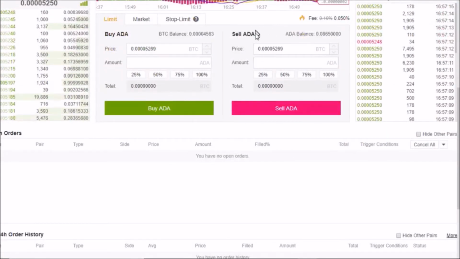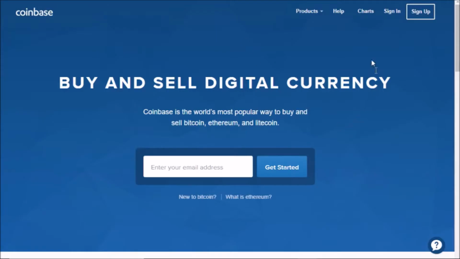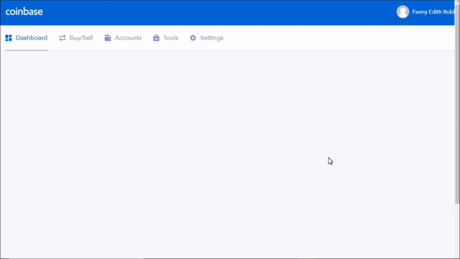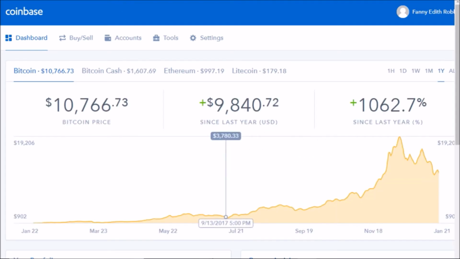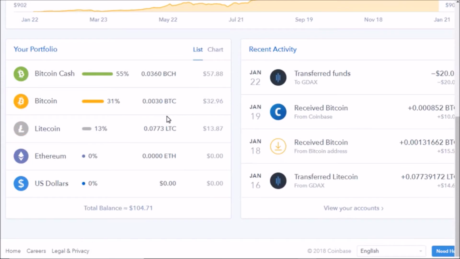You're gonna hit a sell and they're gonna give you back Bitcoin. Once you have your Bitcoin, then you can buy some other altcoins. Or if you are on Coinbase, you're gonna log in. So once you are on Coinbase, if this is the platform that you use, it doesn't matter which wallet you're using. If you're gonna transfer your coins, it's the same protocol.